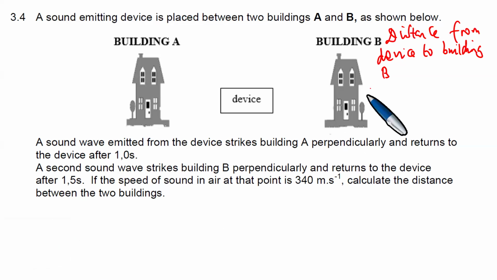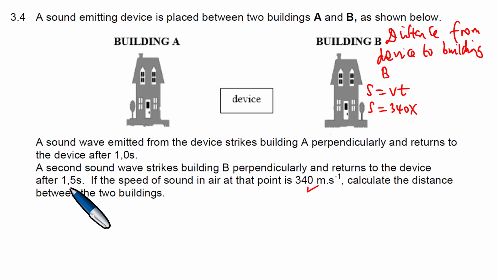That distance is S equals VT, use this formula. So S is equal to, we use 340 meters per second, we multiply by the time. So, obviously we have a couple of times here, and we need to take note of that. Because a second sound wave now strikes building B perpendicular and returns to the device after 1,5 seconds.